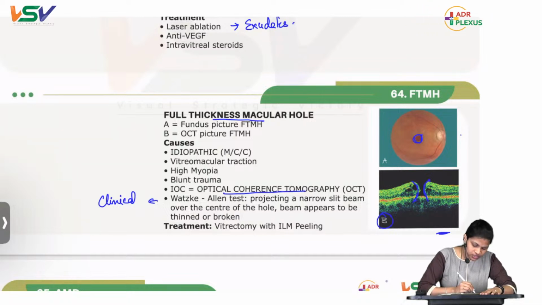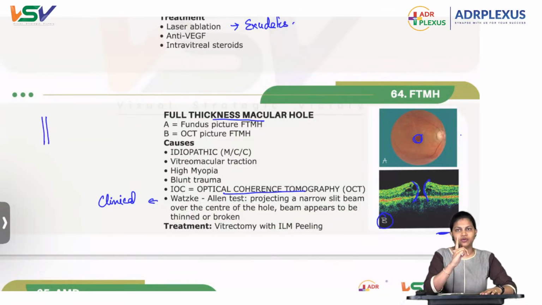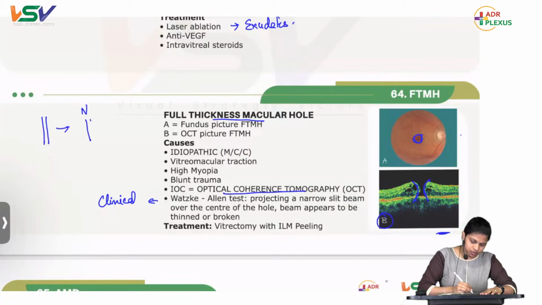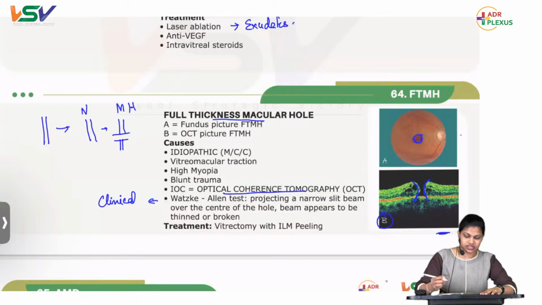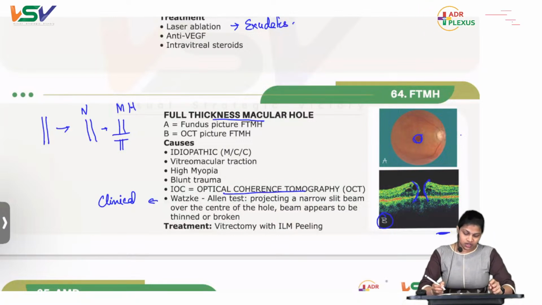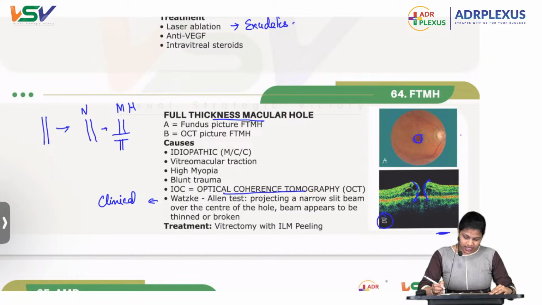So what you do is you produce a narrow beam of light over the center of the macula. Okay, over the macula you produce a beam of light. So actually a normal patient would see a straight beam of light. But in case of a macular hole, the patient will see a break in the center. So this break in the center will be present due to the macular hole. This is the Watzke-Allen test.